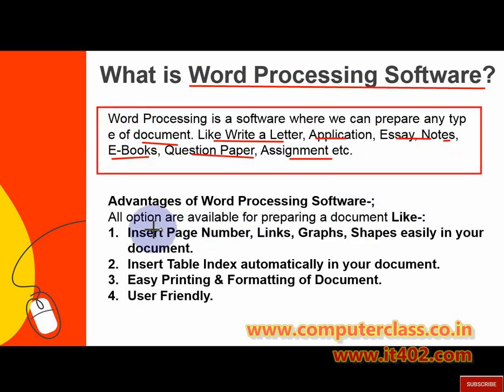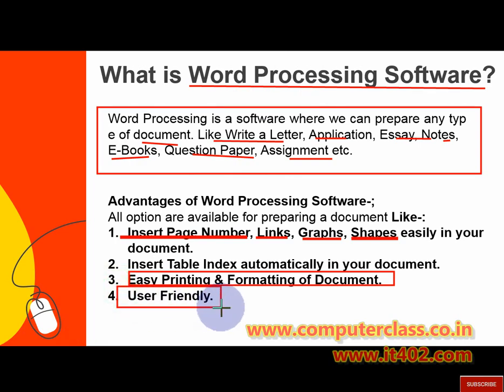There are a lot of advantages in word processing software. We can easily insert page numbers in our project report, we can make links, we can represent data in the form of graphs, we can draw shapes for design or for indicating something, and we can easily manage our document. We can arrange data in the form of a table, take a printout and do formatting in our documents. And the best thing is that this type of software is user friendly, meaning a user who knows only the basic things can also use it.